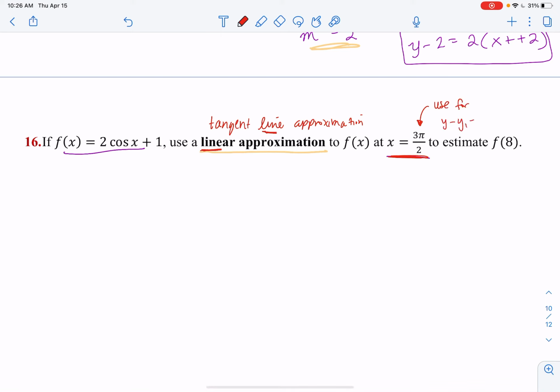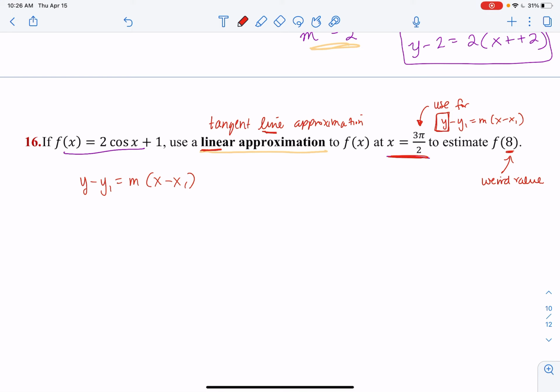Our y minus y1 equals m times x minus x1 formula. Once we've used it to fill that formula, we'll isolate y, get it by itself, and then we'll plug in 8, and that's going to be our weird value. The thing you want to estimate is always your weird value, because it means you can't find it directly. So let's do it. Let's start by writing our tangent line approximation, or a tangent line equation.